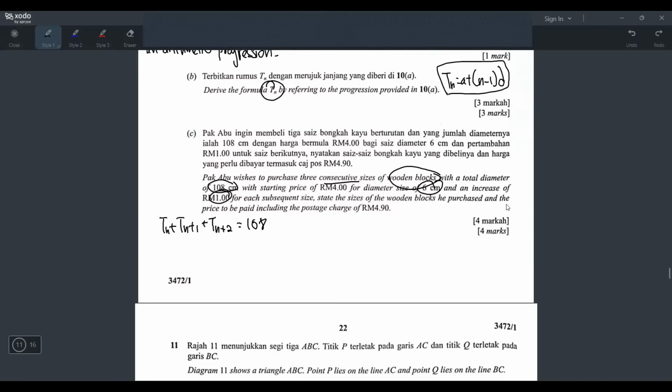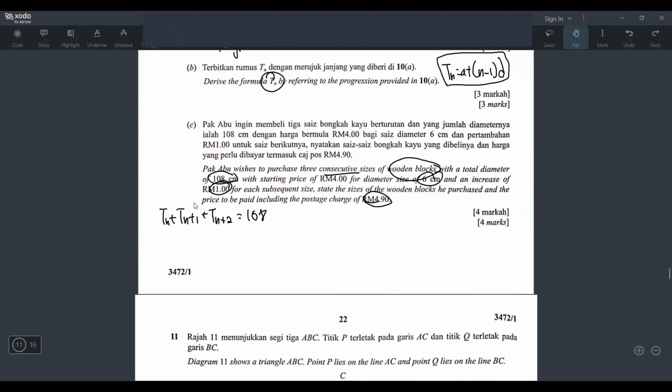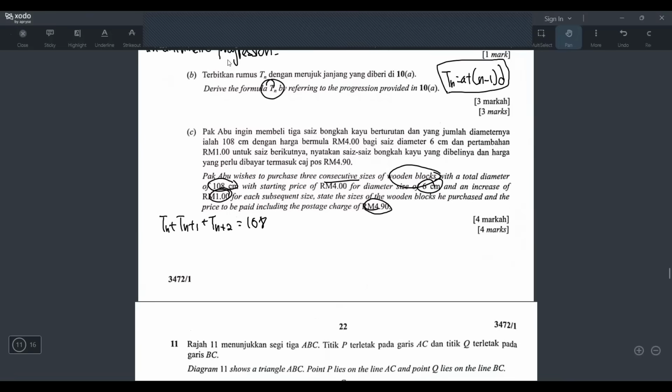State the size of wooden blocks he purchased and the price to be paid, including the postage charge of 4 ringgit 90 cent. I think later I have to form a new progression using the price, because the price is a different progression: 4 ringgit, increasing 1 ringgit each. But before that, I want to find my n first. I need to know which 3 consecutive blocks he bought, and what the diameter is. I have to know that first.